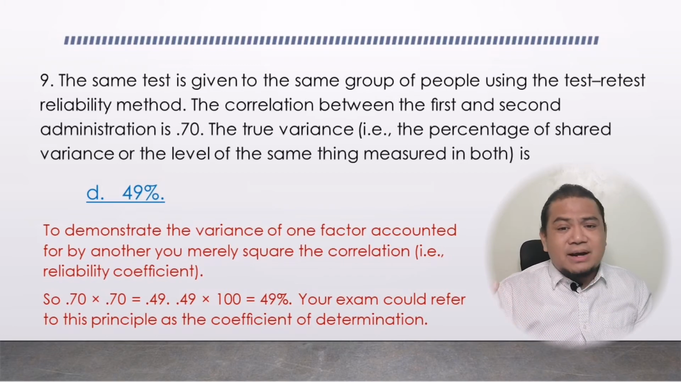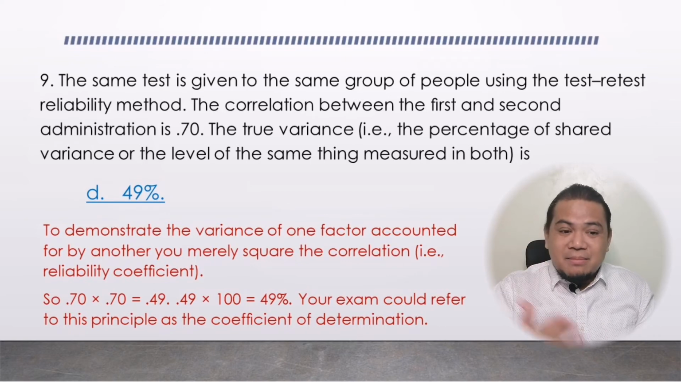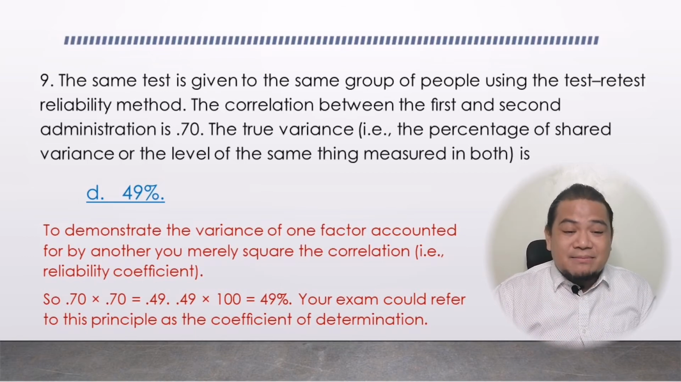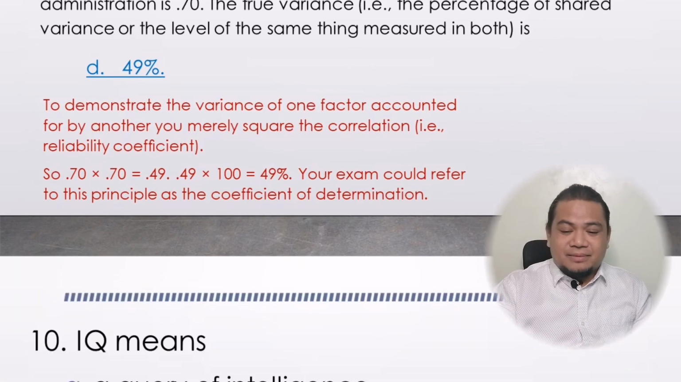To demonstrate the variance of one factor accounted by another, you merely have to square the correlation. Like what we have here is 0.70. So 0.70 times 0.70 is equal to 0.49. And 0.49 times 100 is 49%. Your exam could refer to this principle as the coefficient of determination.